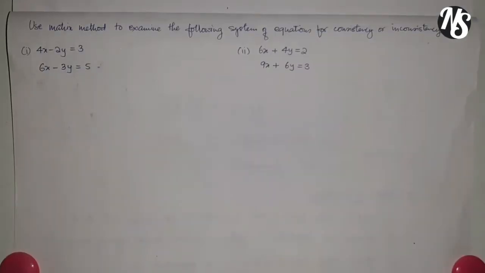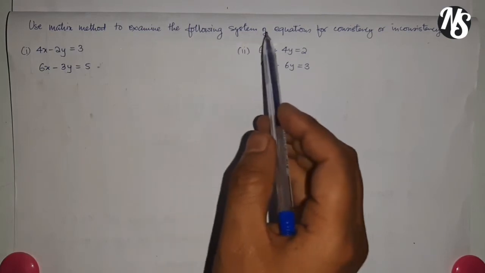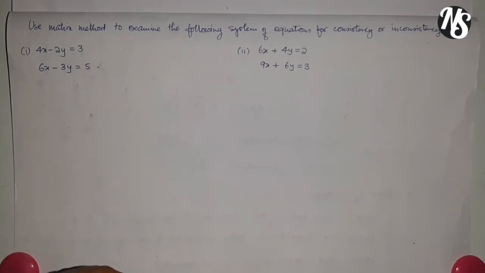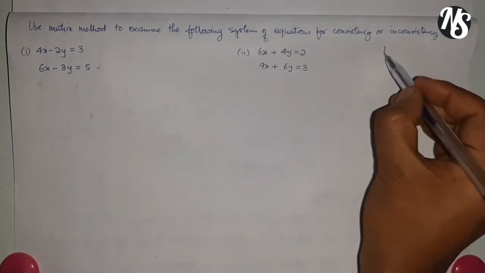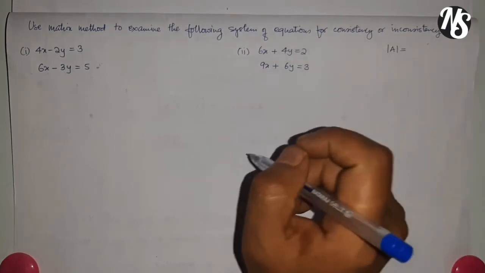Now let's make use of whatever you have learnt just now, that is the criterion of consistency, in solving such problems. The question says, use the matrix method to examine the following system of equations for consistency or inconsistency. First and foremost, you know the three conditions for the criterion of consistency are given to you. In all those cases, first you have to check what happens to determinant of A, whether it is equal to 0 or not equal to 0.